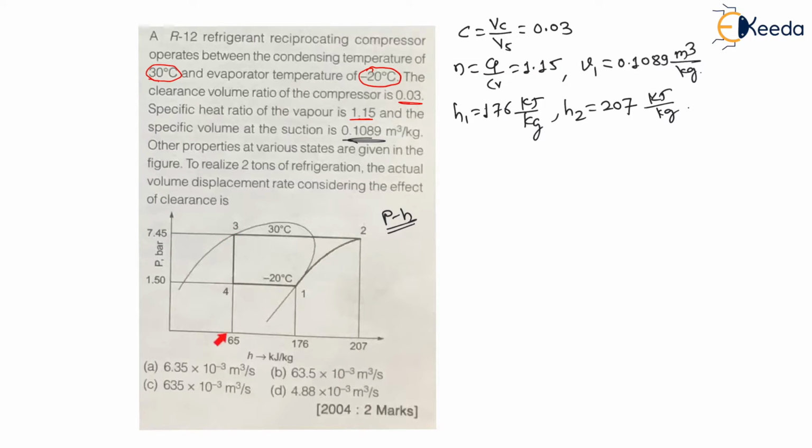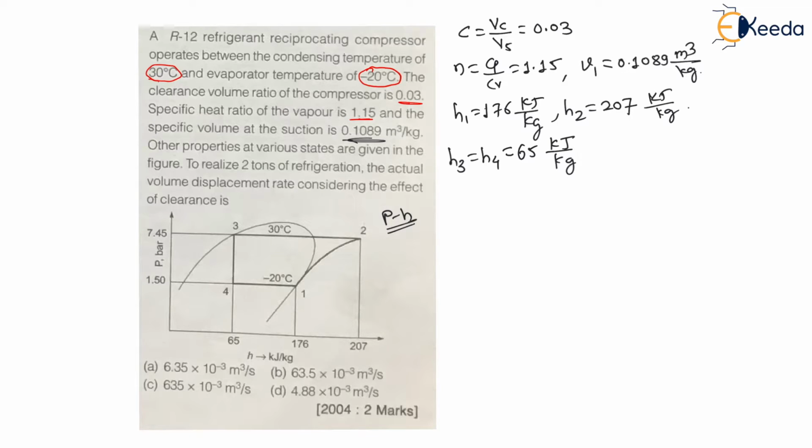Again, H3 is equal to H4 because 3 to 4 is a throttling process, which is an isenthalpic process. Therefore, H3 is equal to H4 is equal to 65. The unit is kilojoule per kg, as provided on the x-axis.